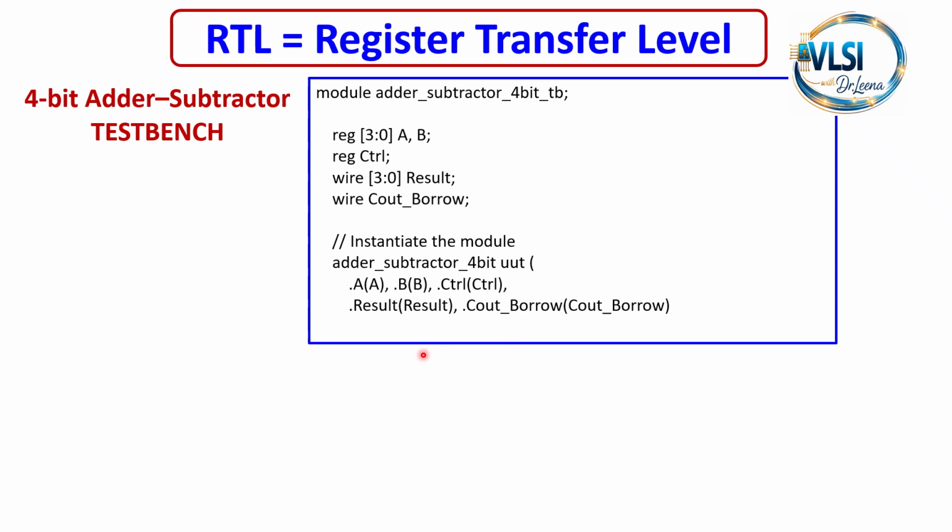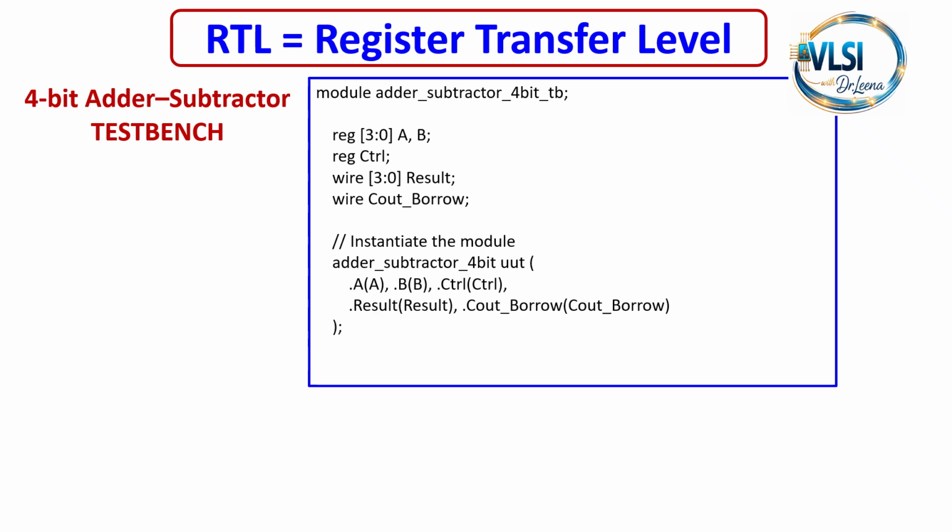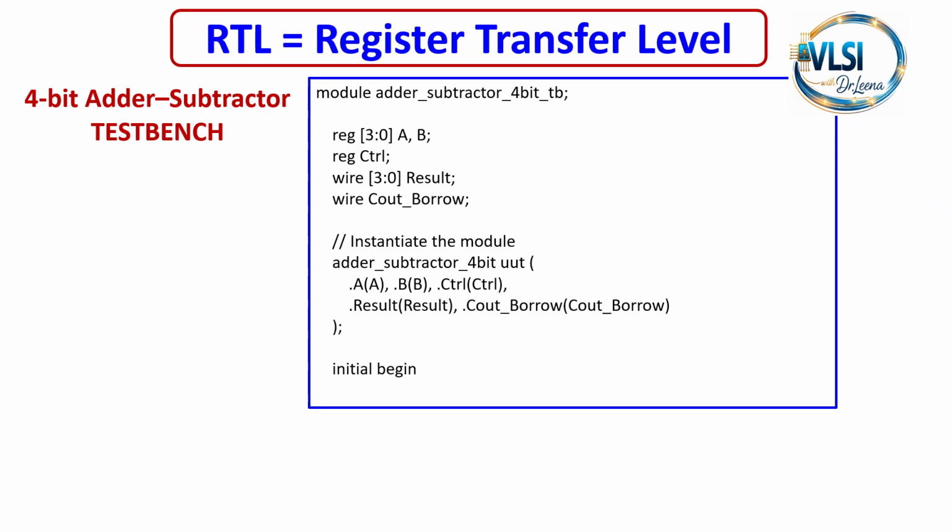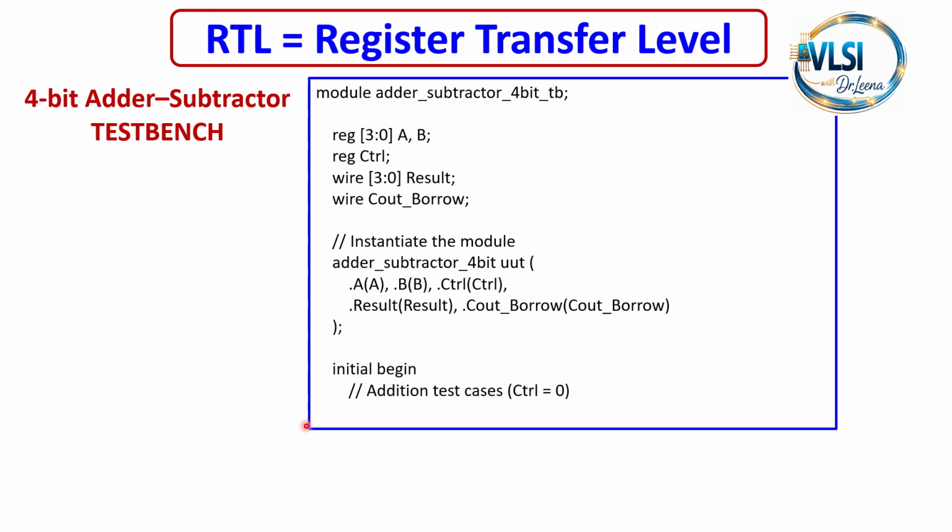After connecting the test bench and module, we close the instantiation. After closing the instantiation, we need to do the test cases. Initially we begin, and first we do the addition test cases. In the code we have assigned that for control equal to 0, we perform the addition operation.